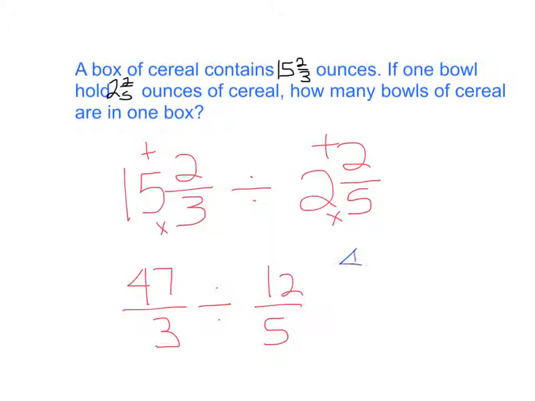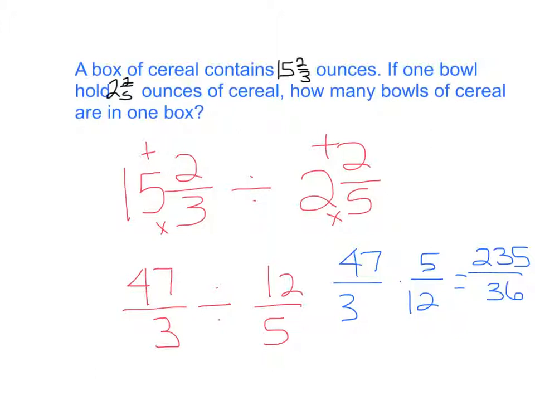You multiply by the reciprocal, so 5 over 12. So if you multiply by the reciprocal, you're multiplying 47 times 5, which will get you 235, and 12 times 3, which is 36. Again, you want to make sure that you simplify this and you break down that fraction into 6 1/2. So that means that there are 6 1/2 bowls of cereal in one box of cereal.